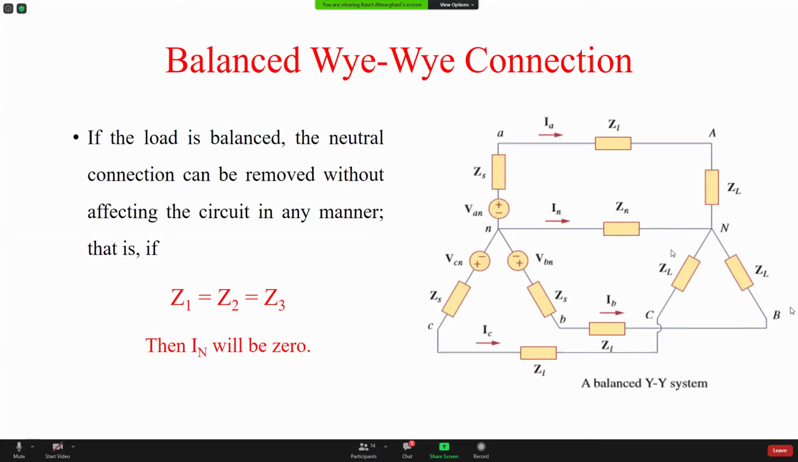Now, how do we do the analysis here? Very basic. The first step is very basic and simple. Take a single phase circuit. What is a single phase circuit? From the neutral to the neutral. This is one phase, right? Take a single phase circuit and find the line current in this circuit. This is the line current. Once you find the line current, you can use it to find everything else. So we will see this.